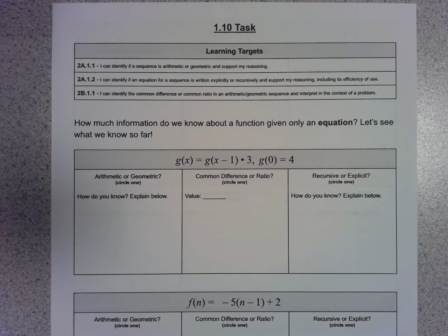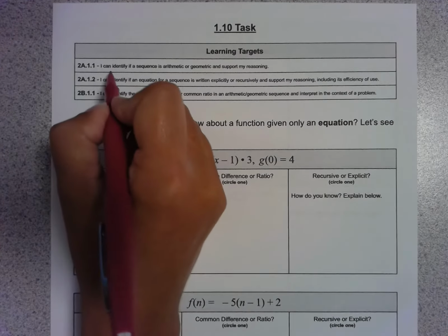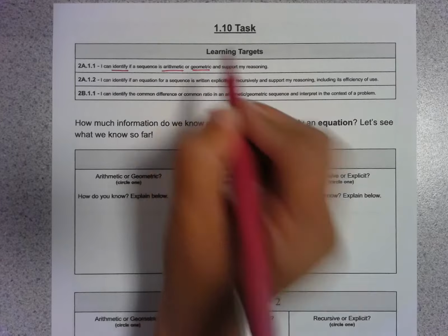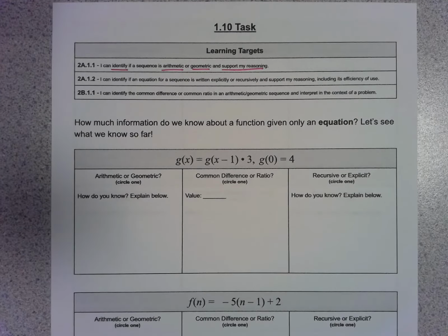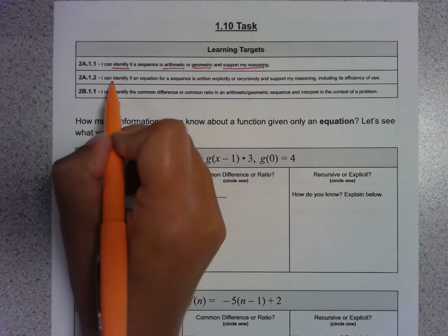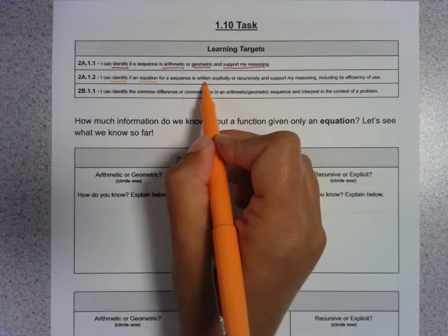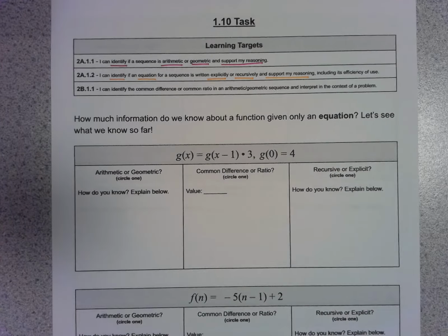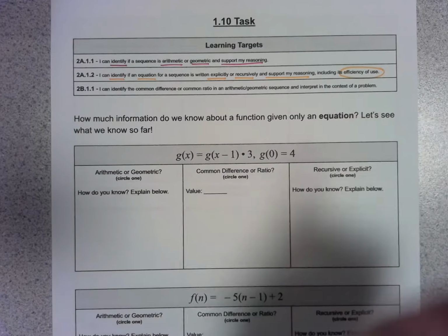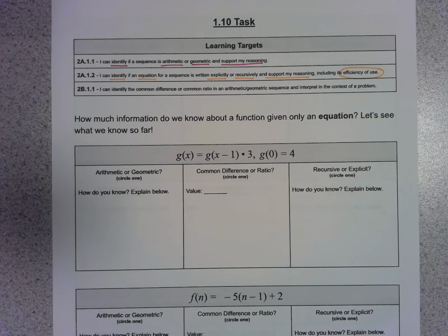So here are our targets. I can identify if a sequence is arithmetic or geometric and support my reasoning. So how do you know that it's arithmetic or geometric if all you've got is the equation? I can identify if an equation is explicit or recursive and support my reasoning, including its efficiency of use, which means which equation would you choose if you had to pick one to use to find one of the terms. So is it explicit or is it recursive? And which one would you choose for this problem?